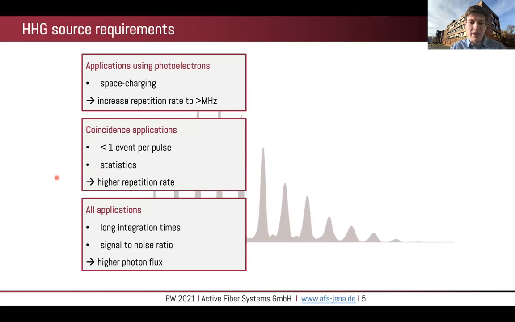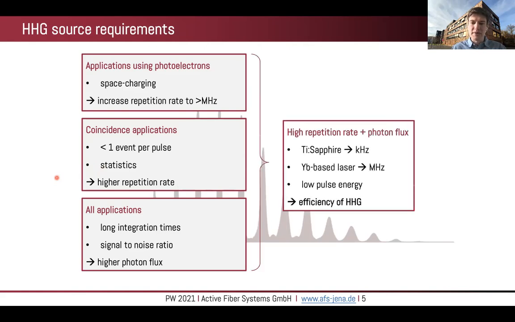Generally, which is true for all applications which suffer from long integration times, you have to improve your signal to noise ratio by using a higher photon flux. So in summary, ideally you would like to have a high repetition rate plus high photon flux XUV source. And there, of course, the established Ti-Sapphire technology can only operate around kilohertz repetition rates. Ytterbium-based laser systems have rapidly grown in average power, and they can easily operate in the megahertz regime. However, they have a bit lower pulse energy compared to the Ti-Sapphire lasers. That, of course, brings up the question of the efficiency of the HHG process.